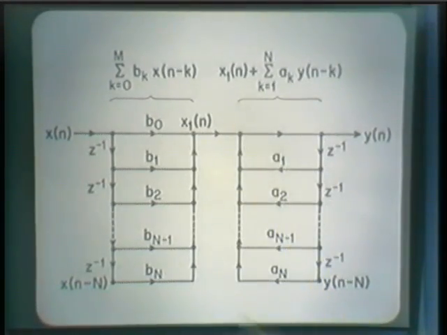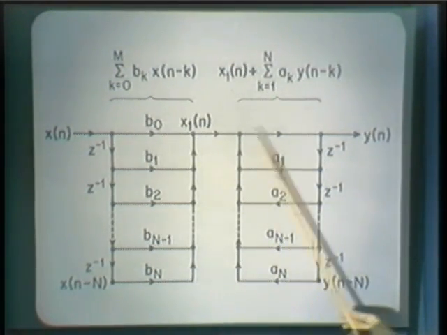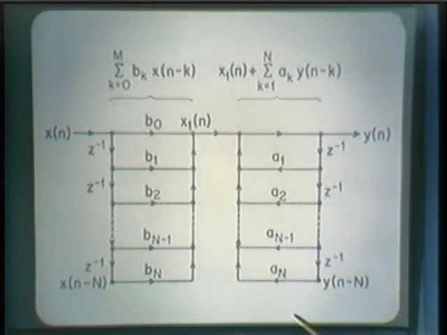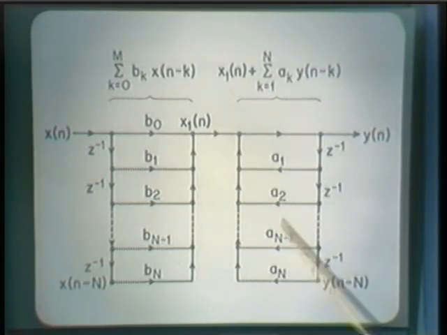Clearly, in this implementation, this block corresponds to implementing the zeros of the system, and this block corresponds to implementing the poles of the system. So as we factored the transfer function into the zeros followed by the poles, we have this system implementing the zeros followed by this system implementing the poles.